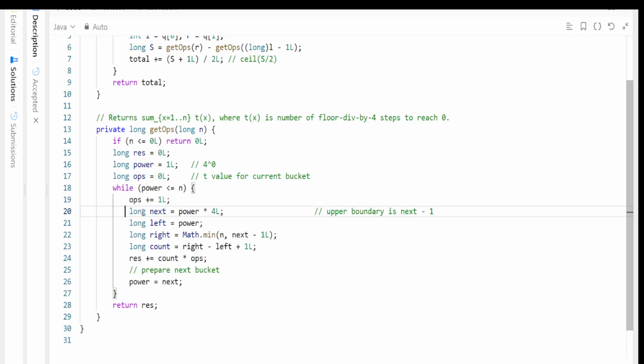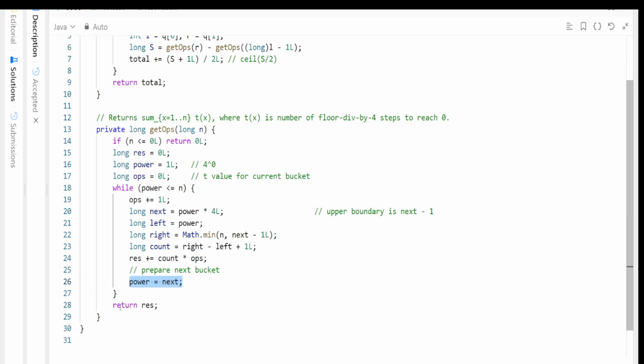And we will find the next, then you will find the left, and you find the right. Meaning for left and right we have to find the count, what the count is coming. Then you will multiply both and you will get the result. And you have to prepare the bucket. So once you prepare the bucket for the next, you say okay, this is my next. You update the power, so now the power will get updated. Each time you are multiplying the power with 4, so your power is increasing.